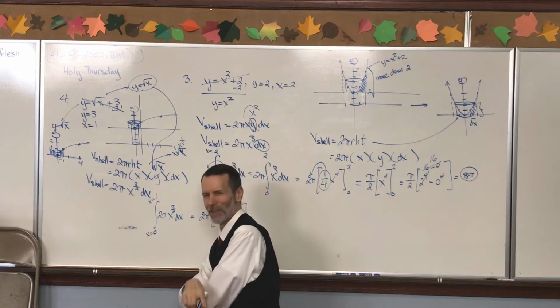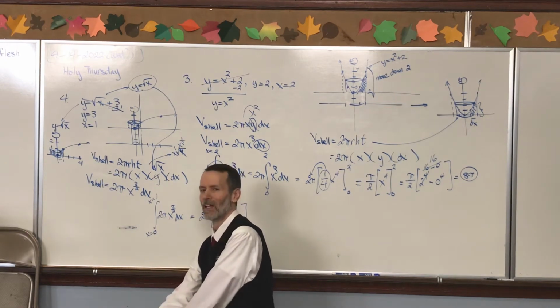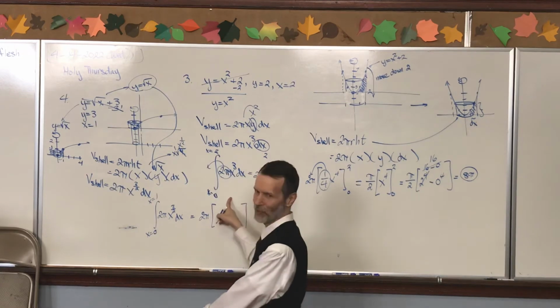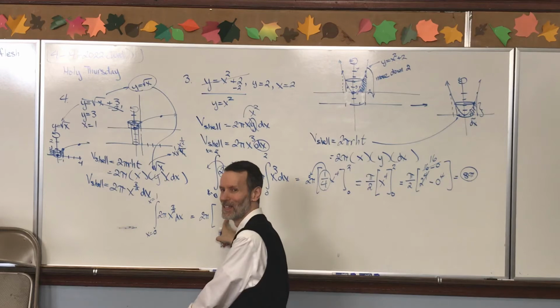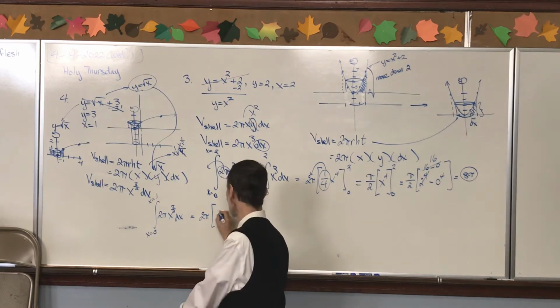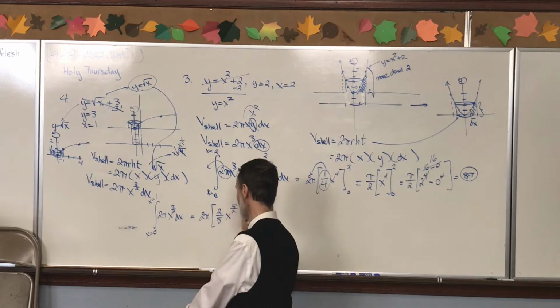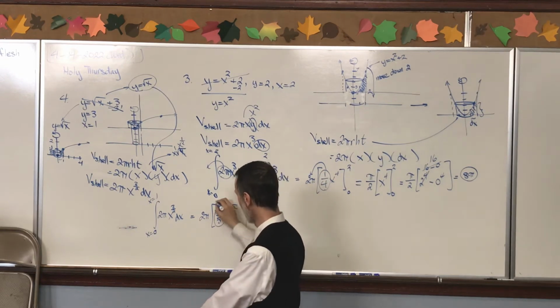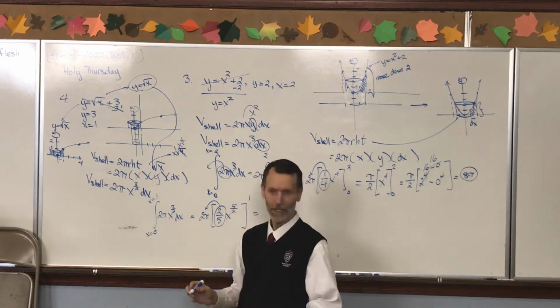How do you do an antiderivative again? Raise the power by 1 and divide by the new power. So x to the 5 halves over 5 halves. How do you divide by 5 halves? Multiply by 2/5. Yes, put that in front. 2/5 x to the 5 halves. That'll make it a lot neater. Can you pull this in front for me? Yes. And this is from 0 to 1. Go ahead.